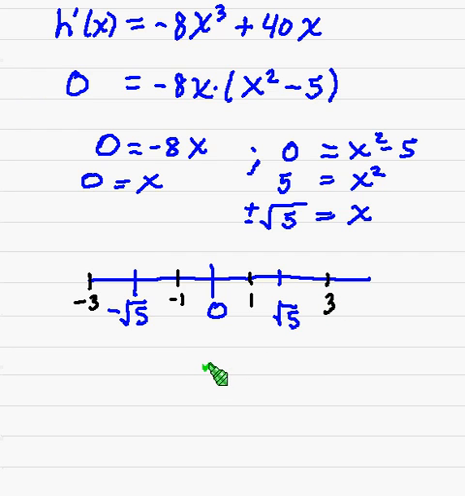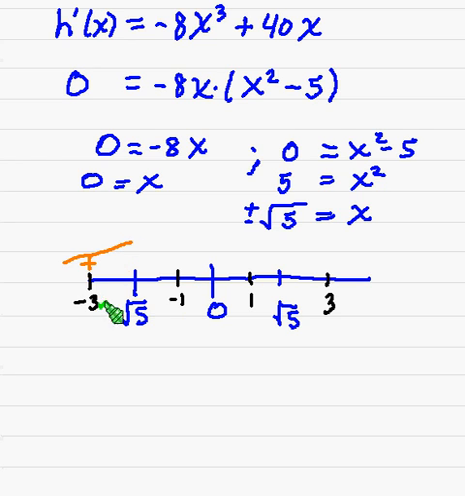Okay, now we're going to take our test points and plug them into the derivative that's been factored, because remember, all we're concerned about is the sign. So I take negative 3 and plug it in. A negative 8 times a negative 3 is a positive number. Negative 3 squared is 9, and 9 minus 5 is positive. So I'm going to indicate that with a plus sign. And therefore the graph must be increasing from negative infinity up to negative square root of 5.